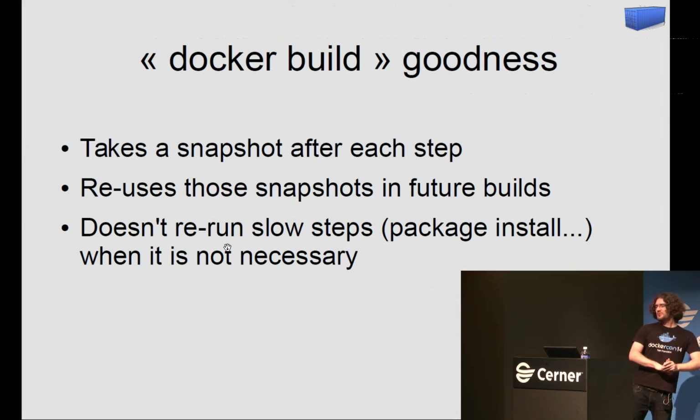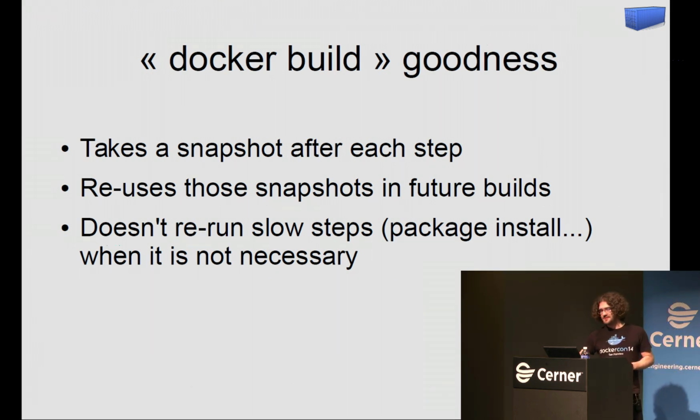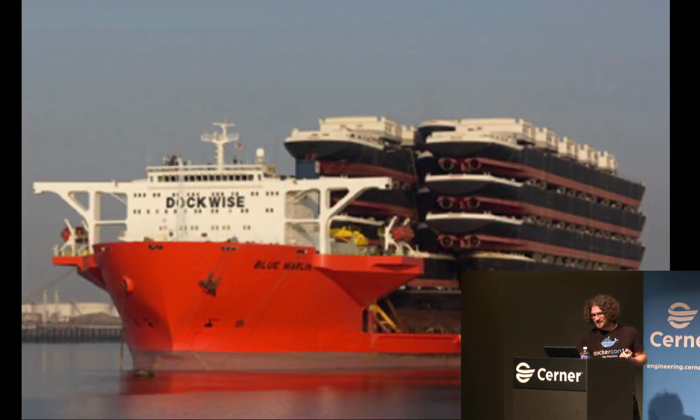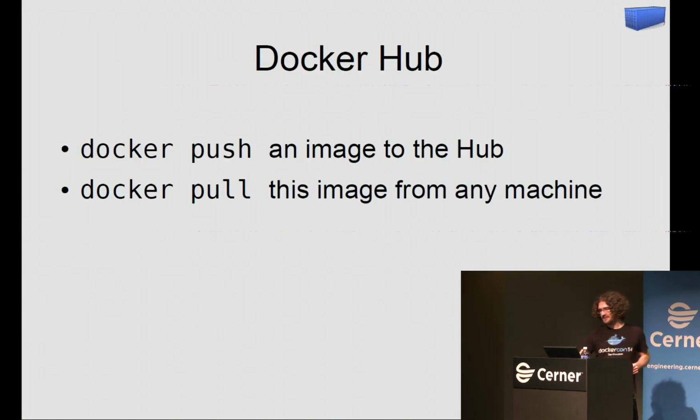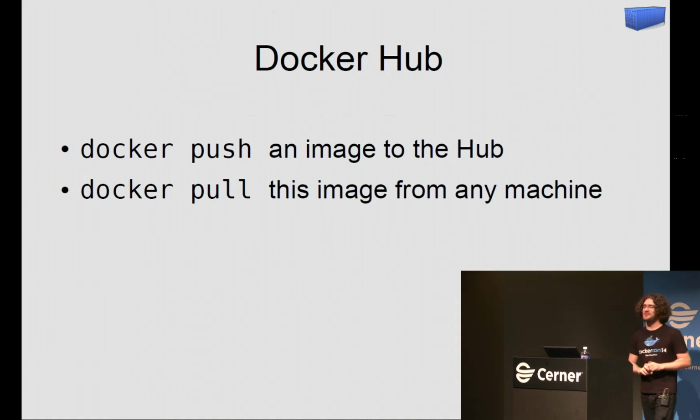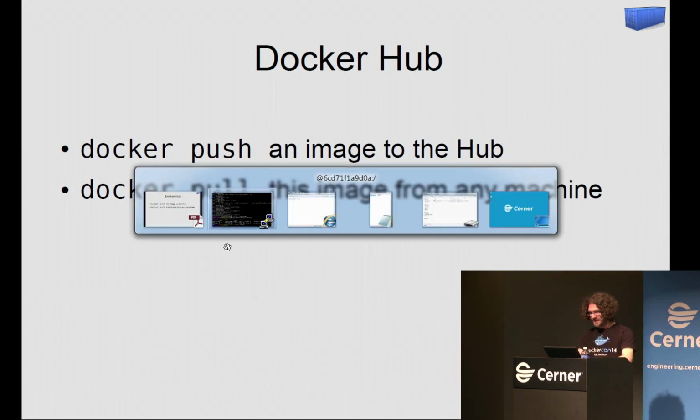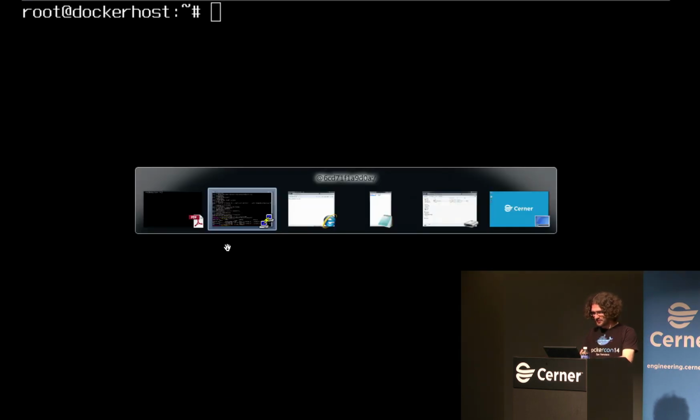So we take snapshots, we reduce the snapshots, and we can skip over the slow steps. Then we can ship those containers, and the idea is that there is something called the Docker Hub, which is a kind of huge library of container images, and once I have built something, I can put that image on the Docker Hub and pull it from elsewhere. Let's see how this works.